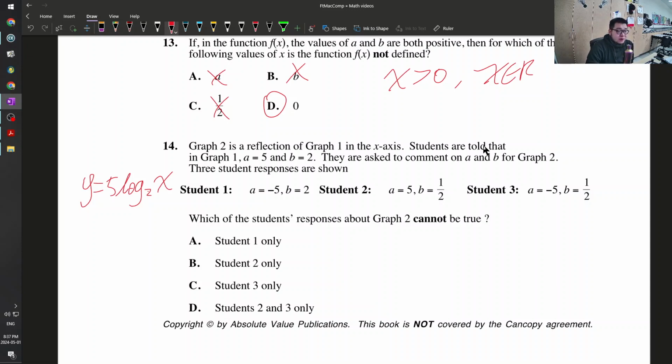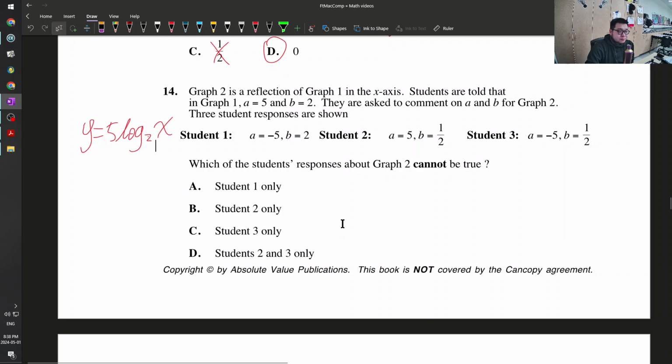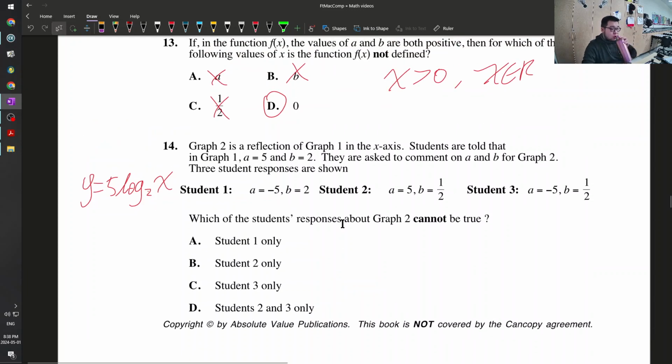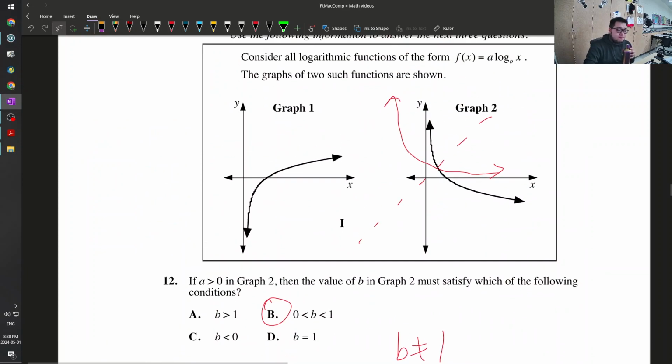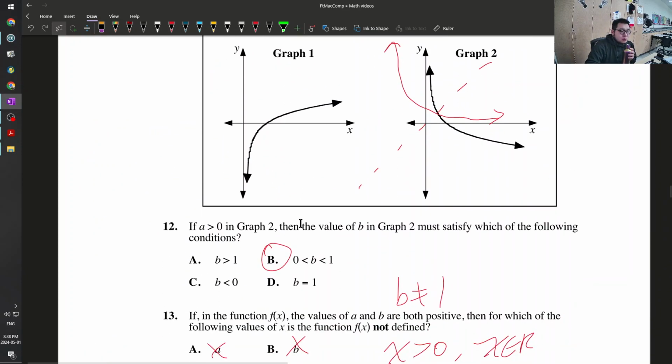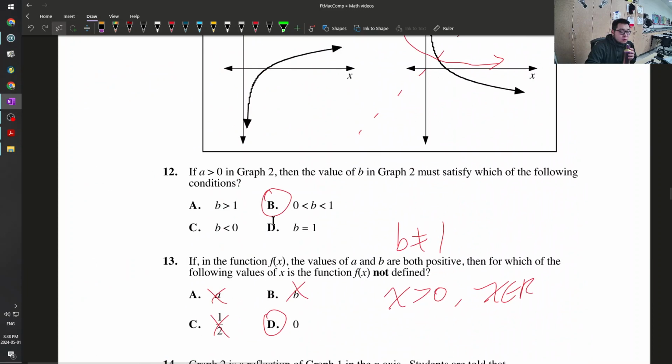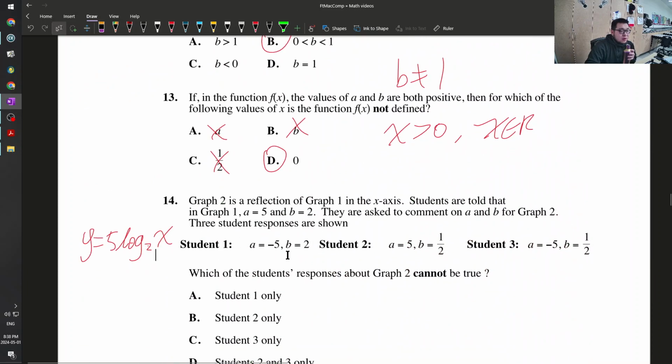So a is equal to 5. You know what, let's just graph it. 5 log base 2 of x. Okay, so 5 log base 2 of x. Student 1 seems to be fine. Student 2, it feels kind of weird. Student 3 is also kind of weird, but that's just me. Let's graph it, see what it looks like.